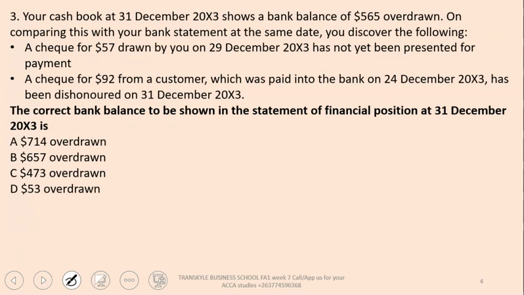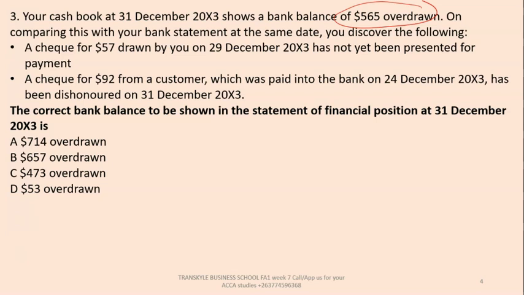Now we've got question 3, which is a bit long. Your cash book at 31st December 2020 shows a bank balance of 565 overdraft. This is actually a favorite exam technique, an exam trick, which examiners would use to confuse you. Whenever you see that the bank balance or the cash book is overdrawn, it means that there is no money in the bank. We are having a liability there.